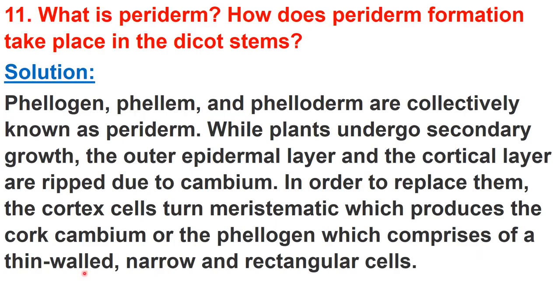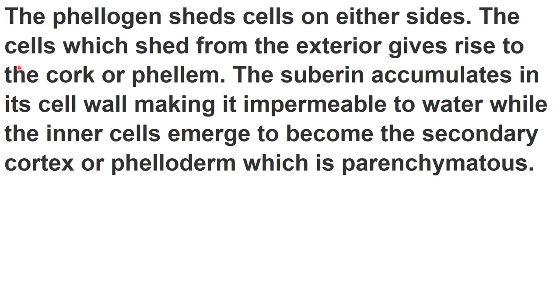which comprises thin-walled, narrow and rectangular cells. So which type of cells are present in cork cambium? Thin-walled, narrow and rectangular cells are present. Now this cork cambium or phellogen, you can say, cuts off cells on either side, meaning on both its sides. The cells cut off from the exterior, on the outer side, give rise to the cork or phellem. Suberin accumulates in the cell wall, making it impermeable to water, while the inner cells become the secondary cortex or phelloderm, right, which is parenchymatous.